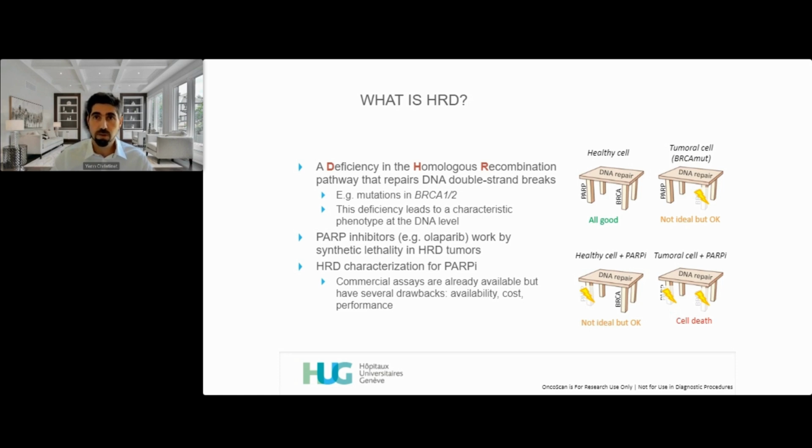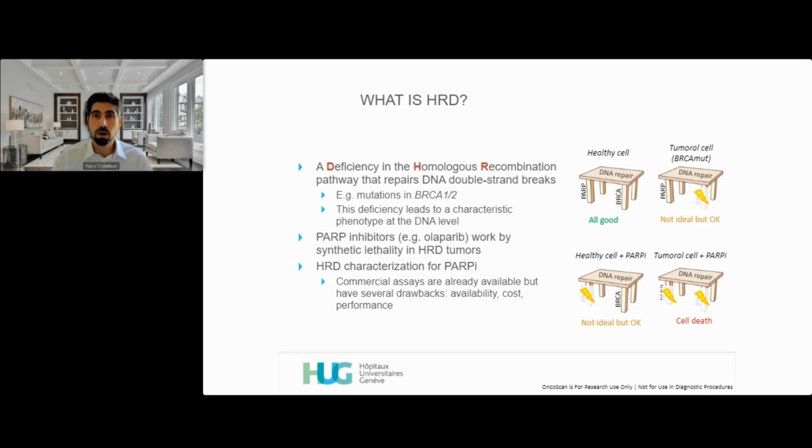So all is good. Now we have a tumoral cell, which has a mutation in the BRCA. So we lose one leg. The table is unstable, which might be an advantage for the tumor, but the DNA can still be repaired. Now, if you look at a healthy cell and we add a PARP inhibitor, again, we lose one leg. It's still unstable, but it's okay. But if we have a tumoral cell with a BRCA mutation and we add a PARP inhibitor, both legs are cut down and the whole table collapses. The cell cannot repair the DNA anymore, and the cell dies and the tumor dies.